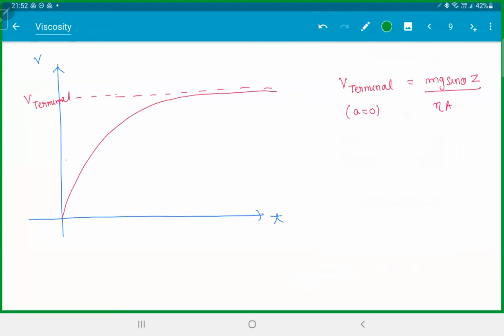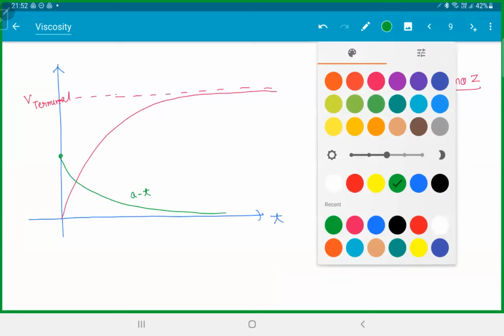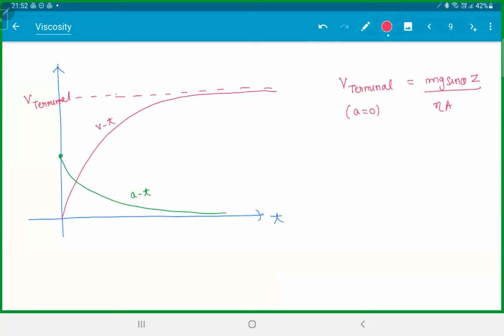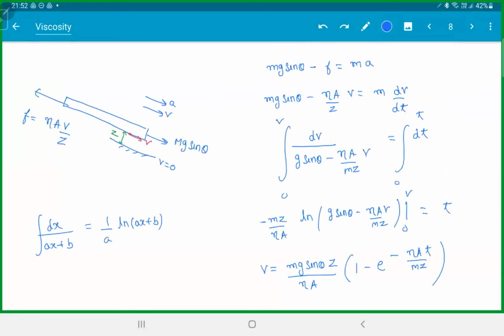Just to give you a little more information, suppose they ask you to plot the a-t graph, acceleration versus time graph. This would be the v-t graph. So velocity is always increasing, acceleration is always decreasing. Please check the integration.